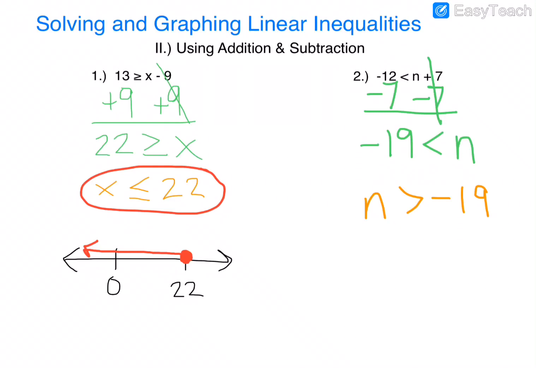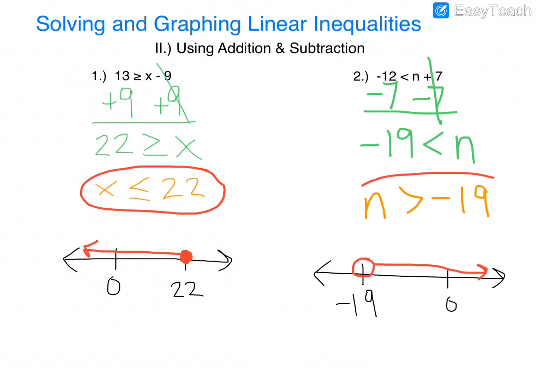Now I got to graph it. So here we go. We got my number line. I got 0 over here. Negative 19 is on the left side of 0. That is a 9. It's hard to draw on this sometimes. And since this doesn't have an equal to, it just is greater than, we're going to have an open circle and we're going to graph to the right. We're going to open circle here, and we're graphing in that direction. And that is my answer.